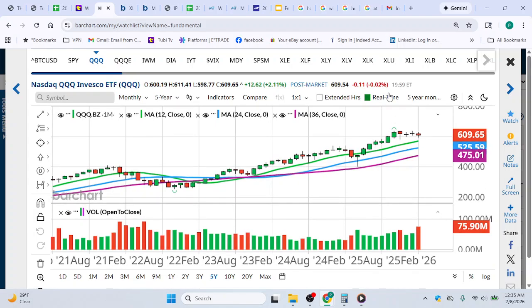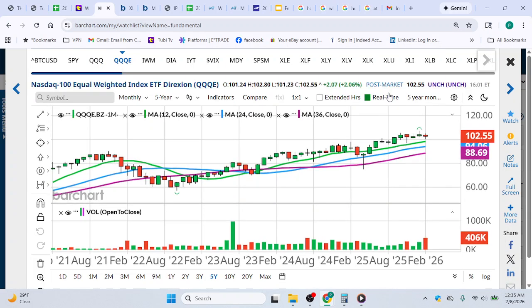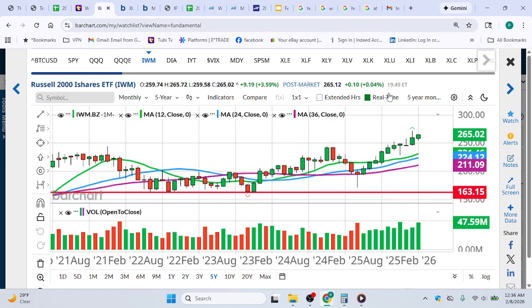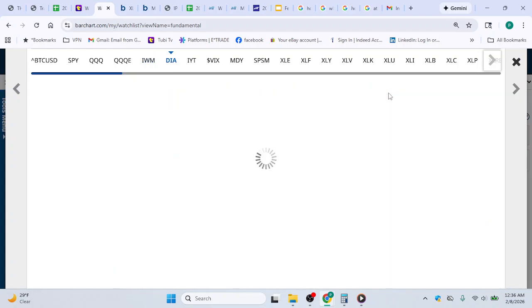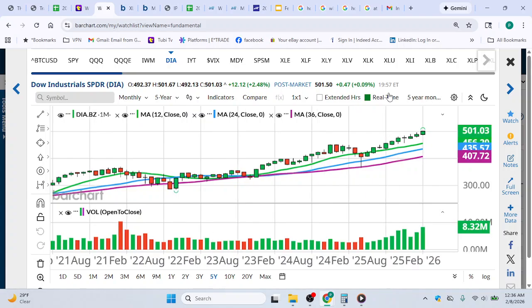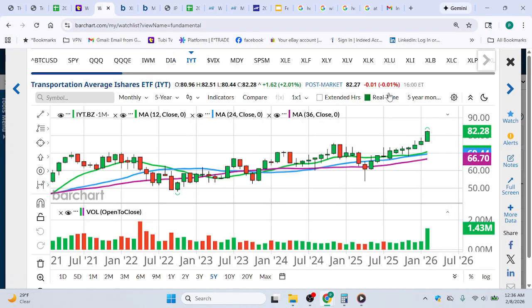The Qs, again, kind of some selling pressure there. We already talked about that. This is the equally weighted Q index. Then we've got the Russell 2000 ETF IWM, right? Still in an uptrend, new highs last month. Diamonds, new highs this month, so still very strong sector or index. Transports, new highs this month, very strong.